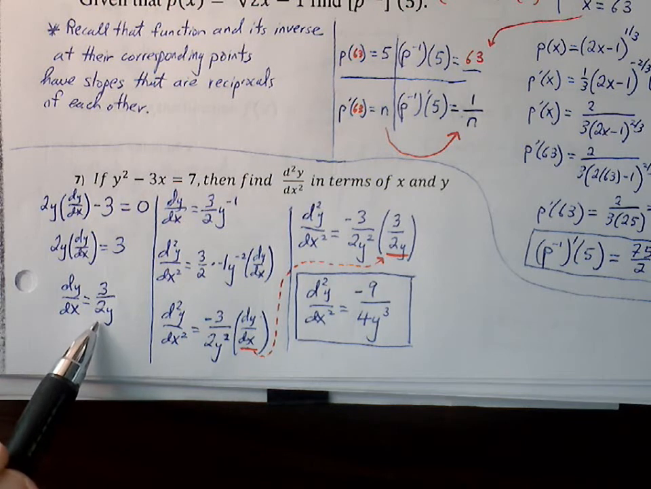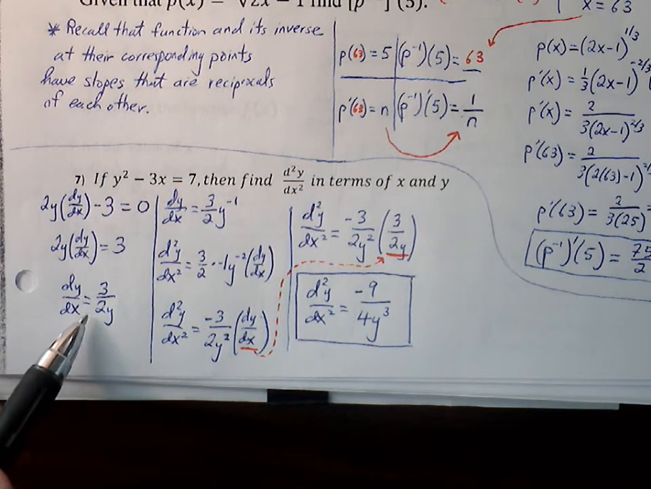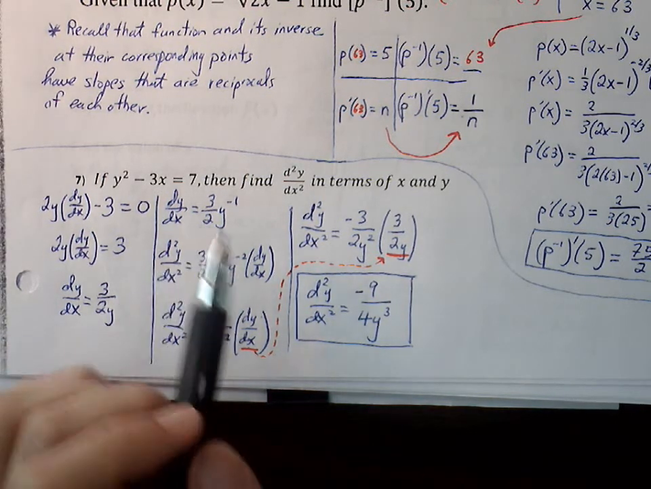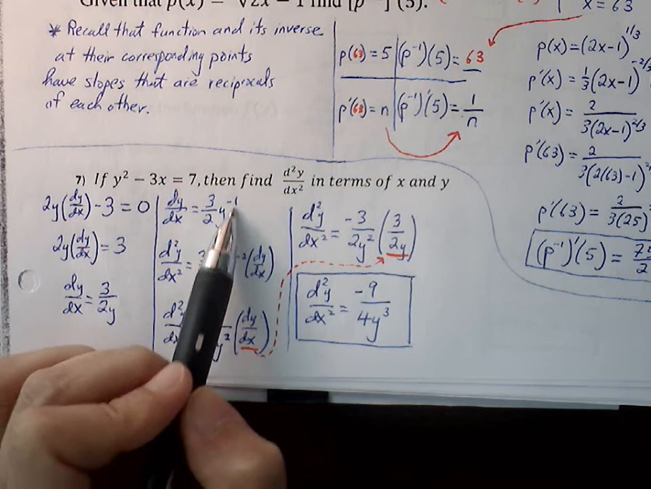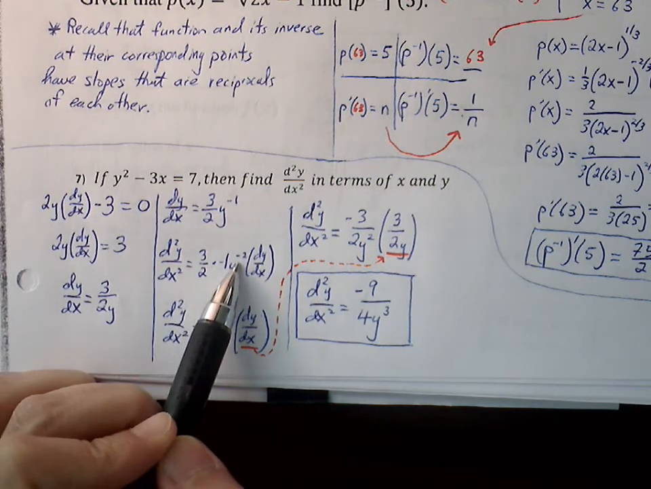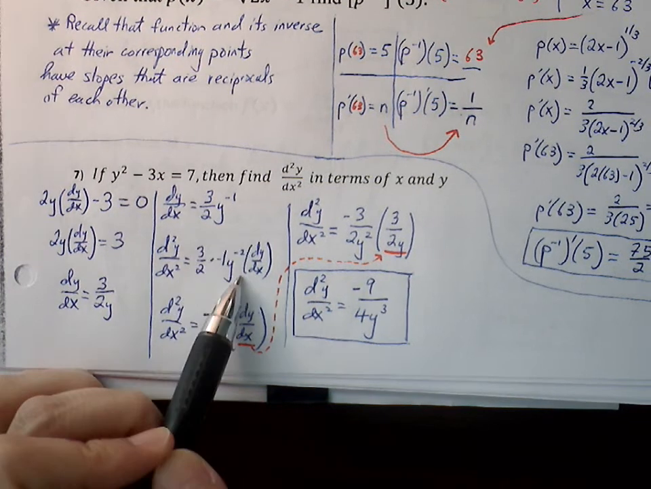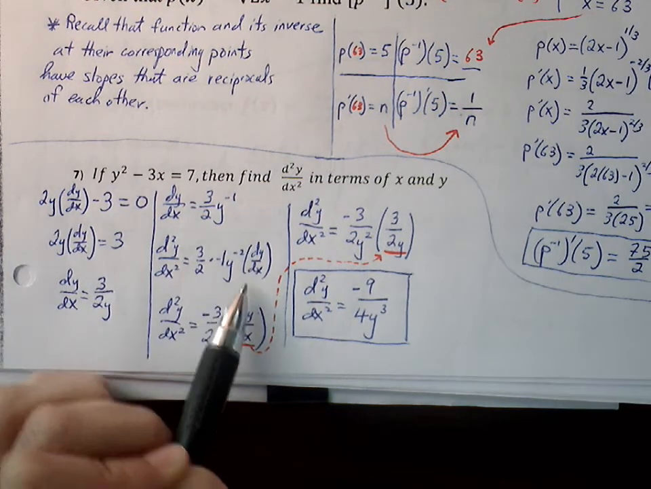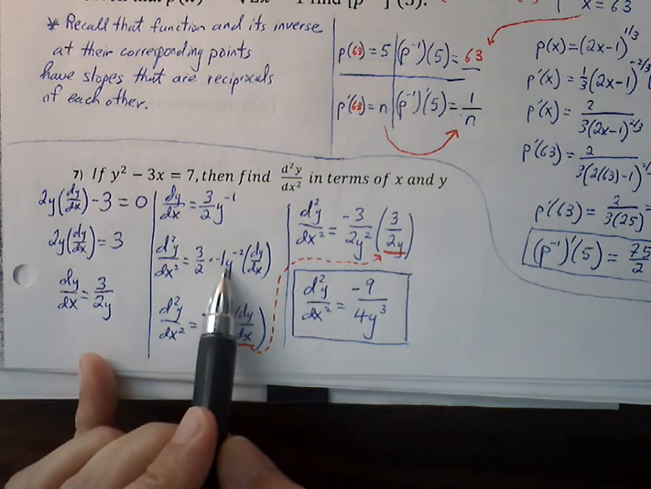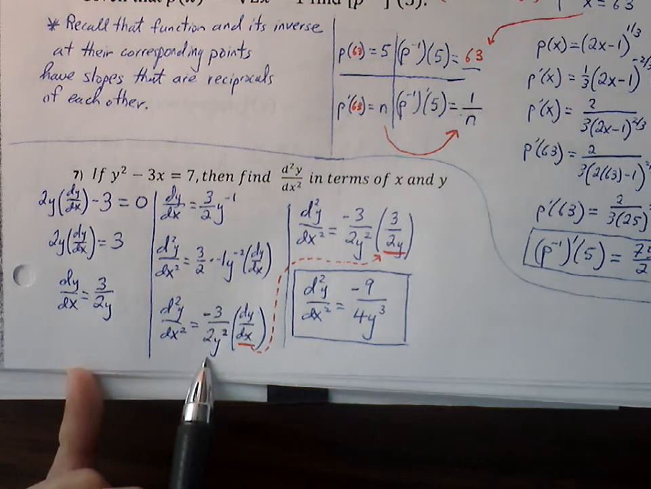So I'm going to set this up ready for my power rule for my next derivative. I'm going to rewrite that 3 over 2y as 3 halves y to the negative 1. Let's go through power rule again. Bring the negative 1 down, subtract 1 from the exponent, so negative 3 halves y to the negative 2. Now I just took y's derivative again, so it's going to produce another dy dx. Clean up this expression in front. I get negative 3 over 2y squared.